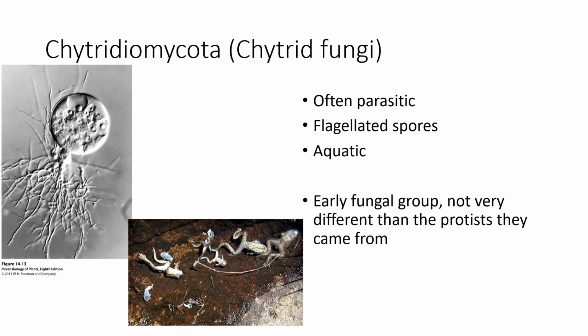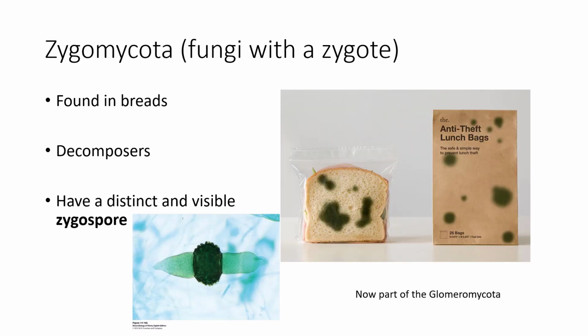These are not very different from the protists that they evolved from. You can actually look at the nearby protist groups and see that they also have flagella and they are also aquatic. But moving on to the land, we see the zygomycota and glomeromycota. The zygomycota is what the group used to be called, and you might see this in some of the older books, but the zygomycota are now part of the glomeromycota. These have a mycelium that grows in the land or can grow in your bread.